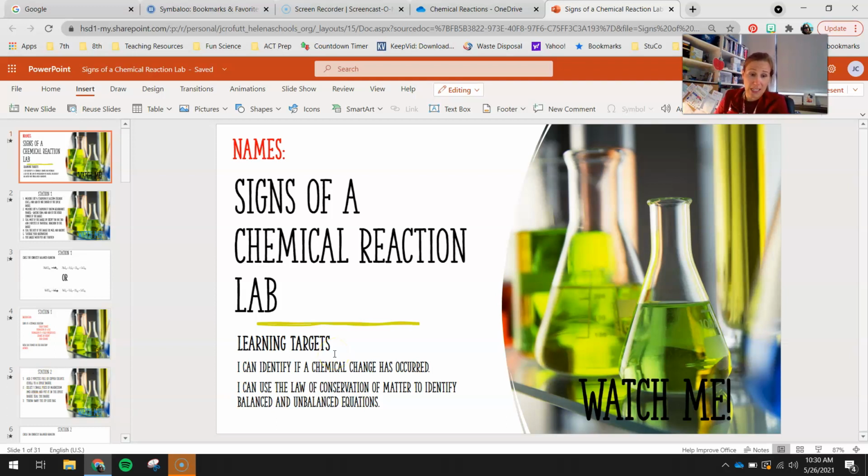Your learning targets for today: I can identify if a chemical change has occurred. So again, you'll be using those 5 signs of a chemical reaction to do that. And I can use the law of conservation of matter to identify balanced and unbalanced equations. So you guys will be doing that on some of these stations. These are 10 lab stations that you'll be working through, 10 different chemical reactions. And you guys will identify how you know there's been a chemical change that occurred.